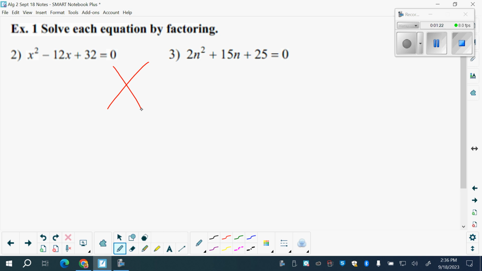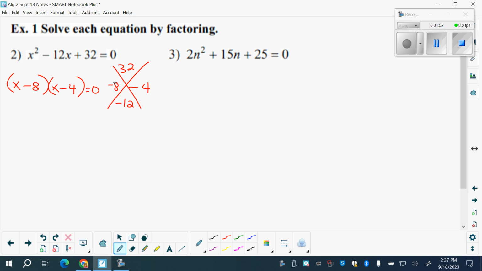32 and negative 12. Yep. What multiplies to 32 that adds to negative 12? So what numbers? Negative 8 and negative 4. So now we write our factors here, and it would be x minus 8, x minus 4 equals 0.